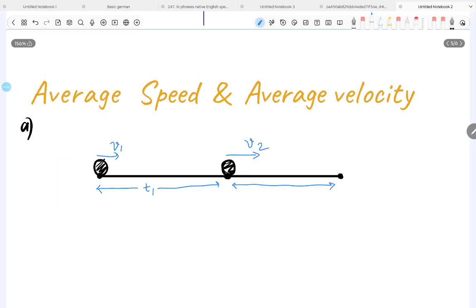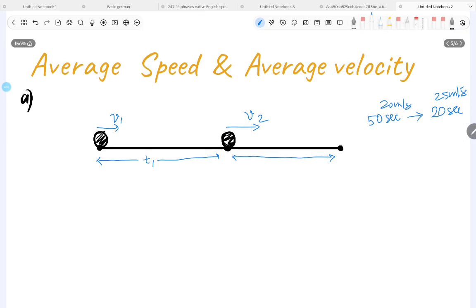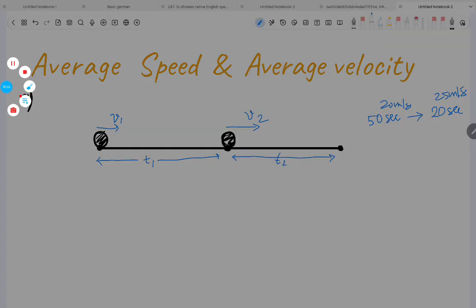So let's say you have a question which states that a car moves for 50 seconds with velocity 20 meter per second, and then it changes its velocity for the next 20 seconds to 25 meter per second. These are the types of questions I'm trying to solve here. The general formula you can obtain from this: a body moves for time t1 with a particular velocity v1, and then for the rest of the time, that is t2, it moves with another velocity. Basically the object has changed its velocity. Is the question clear? I hope that makes some sense.